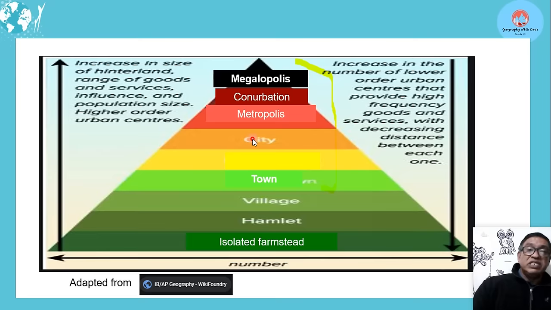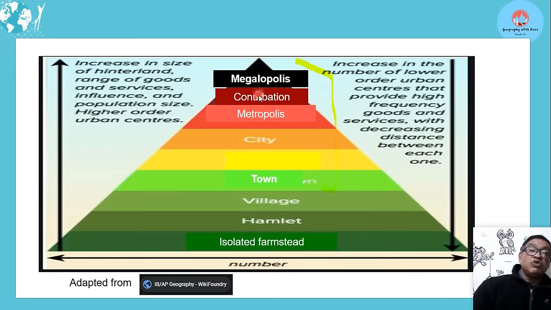Then we move towards the city, which is a larger urban area. This area may have more functions and a variety of functions. The town may not have a university or an airport, but the city may have that. Then we come to a metropolis. This is a large city, with greater variety and more higher order centers. Maybe an international airport is found here.